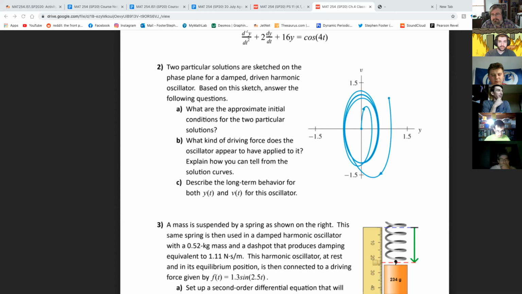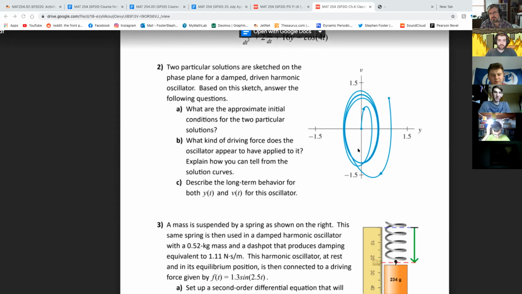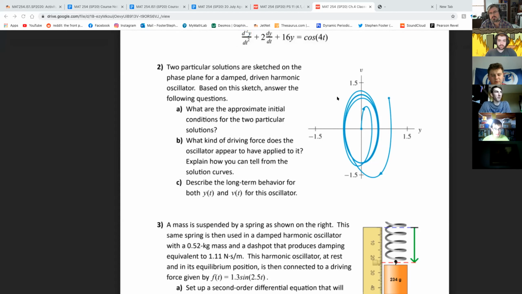Sweet. So then B, what kind of driving force does the oscillator appear to have applied to it? Explain how you can tell from the solution curves. So we said that it's going to be a periodic driving force. And this is because if you follow the solutions, they both end up in this same loop, which is just continually oscillating across the y-axis. And yeah, that was pretty much it. We just kind of looked at it.